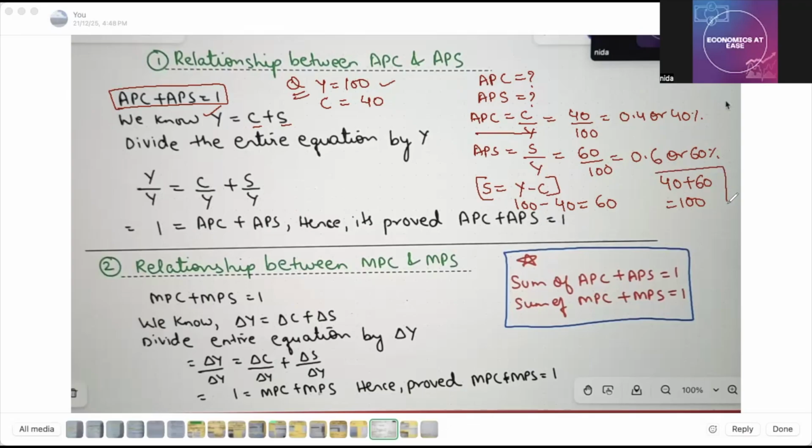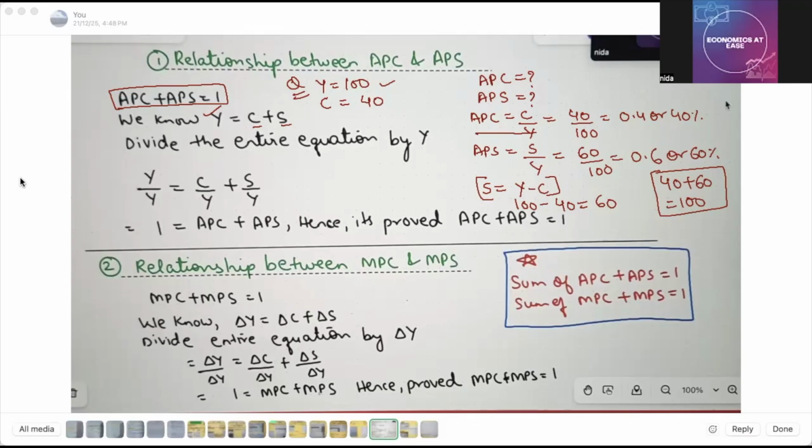And this is also the combination of 100 upon 100. If we do that, what will it be? It will be 1, right? So 60 and 40, what is the ratio? That is again 1. So this is proved that APC plus APS equals 1. I hope you have understood this from the numerical also.